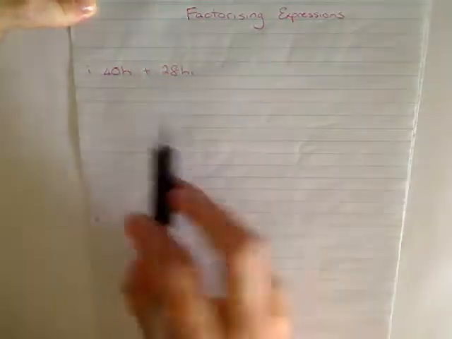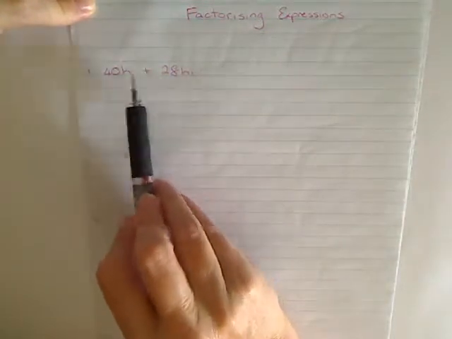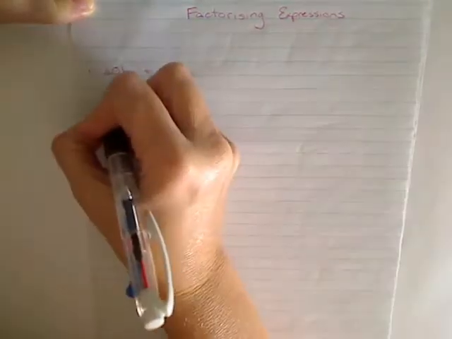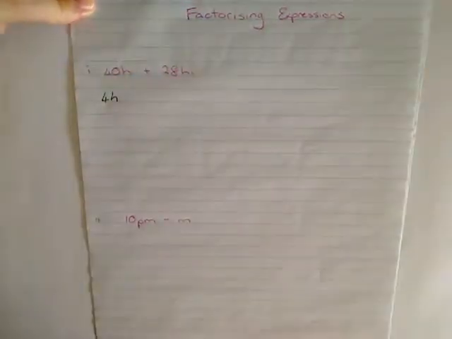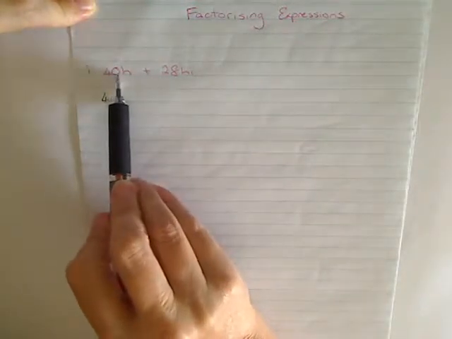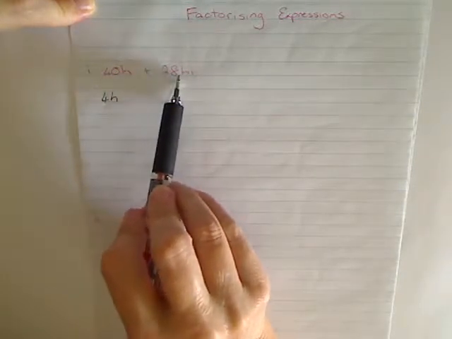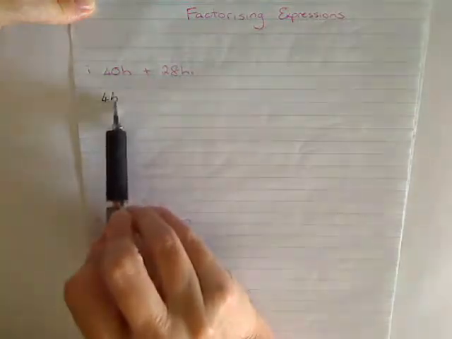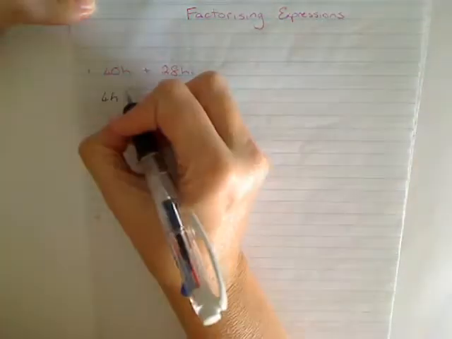So the quick way is to look for a factor that is common to both terms. And in this case, it is 4h. We'll talk about how you get that if you can't see it in a second. So the largest numerical factor of 40 and 28, highest common factor, is 4. And when we look at the letters, the pronumerals, h is common to both.